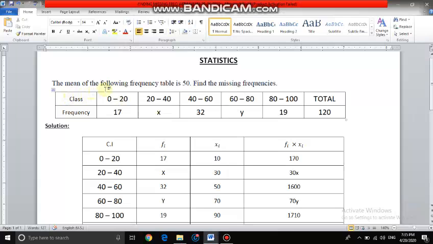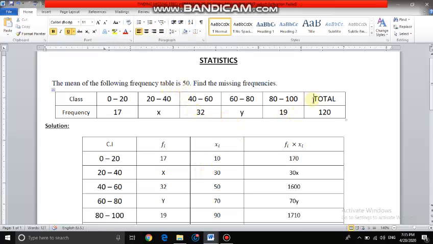The question is: the mean of the following frequency table is 50. Find the missing frequencies. So here the mean is given, and the frequencies are missing. This is x and this is y. What should be the x and y values so that the mean of the given data will become 50?